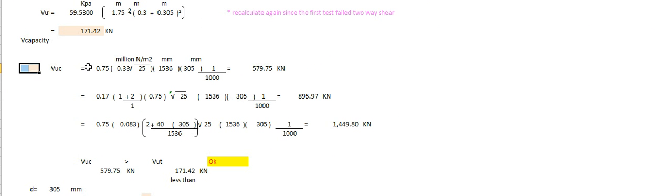So again, take the least of the three equations required in the code. Equation 1 is 579.75, equation 2, 2895.97, equation 3. So the least shear capacity is 579.75, compared to actual 171.42. The shear capacity is greater than the shear actual, so it is okay.